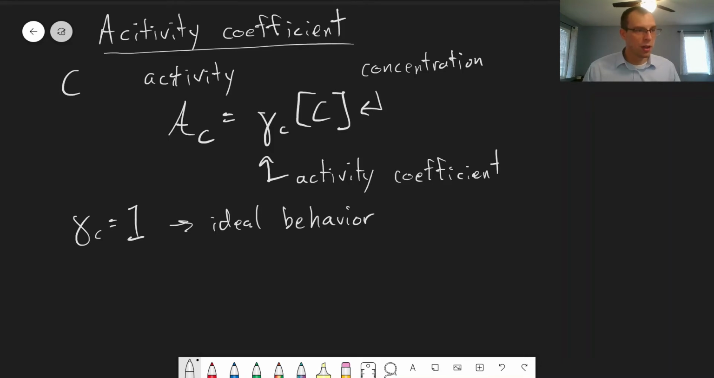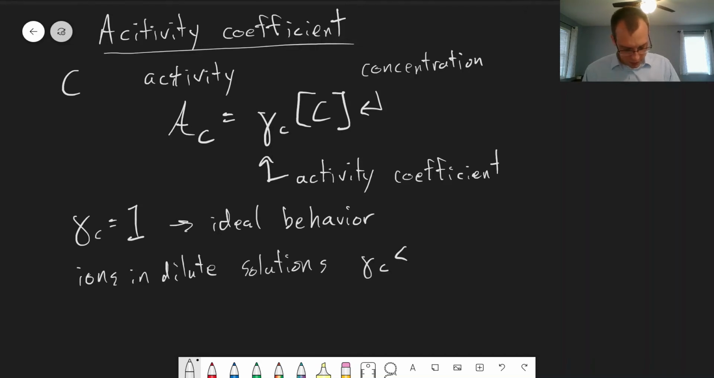And then in general, for ions in dilute solutions, gamma C will be less than 1, generally speaking. Particularly as the ionic strength increases, this activity coefficient will tend to decrease, and then it'll reach a low point and come back up. But that doesn't particularly matter.